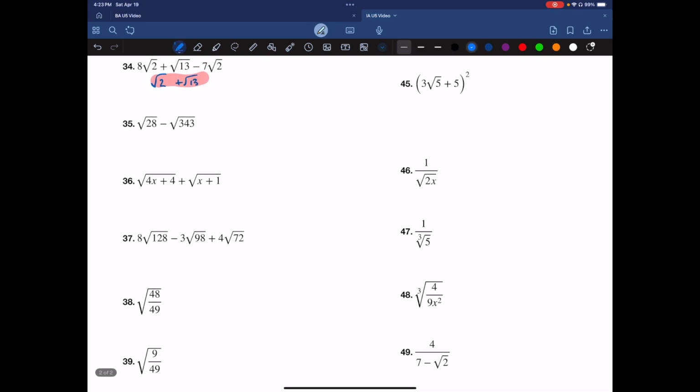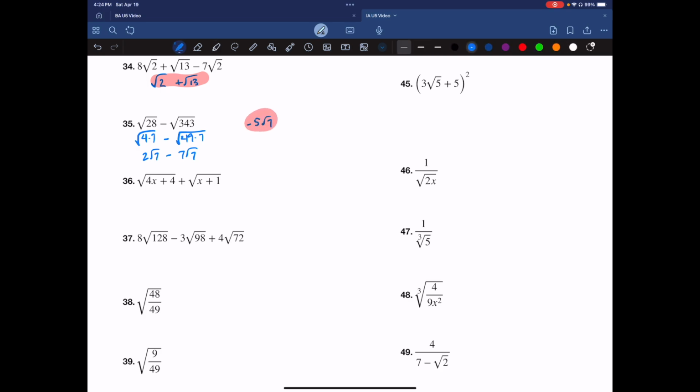On 35, I need to simplify these before I can add and subtract. So 28 is going to be 4 and 7. And then 343 is going to be 49 and 7. The square root of 4 is 2, so it's 2 square root of 7. And the square root of 49 is 7 square root of 7. So 2 square root of 7 minus 7 square root of 7, that's going to give you negative 5 square root of 7 is your answer.